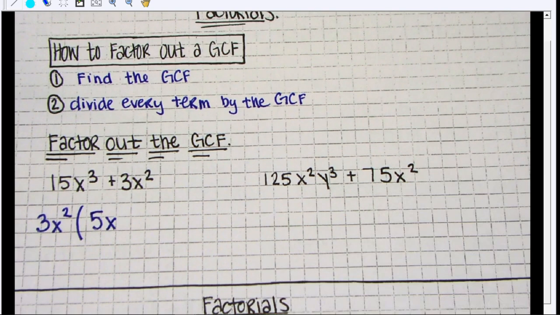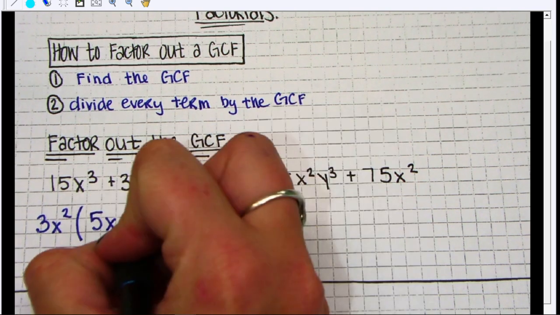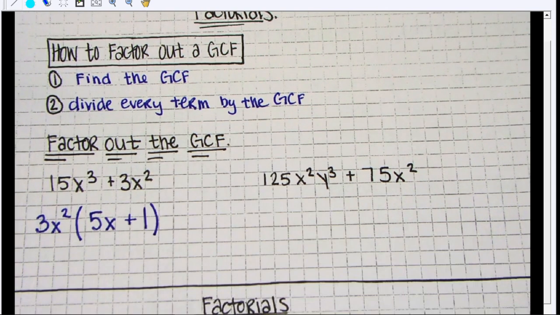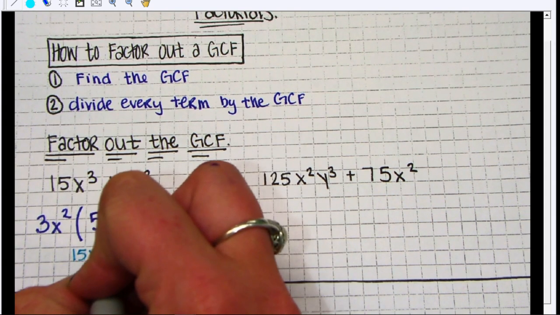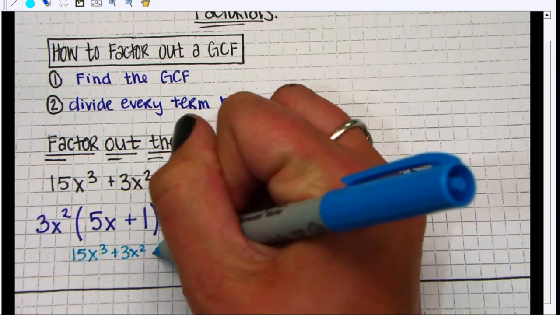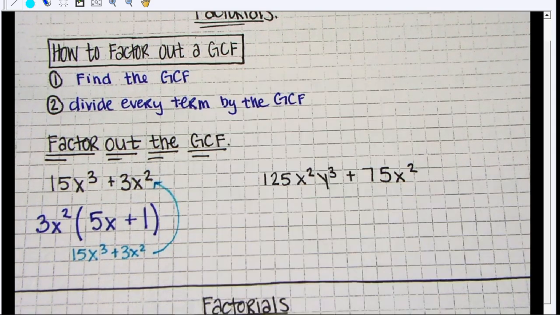You can write x to the first if you want, but you don't have to. What do we put after this with the plus 3x squared? 1. Plus 1. Remember, we're basically undistributing at this point. All we're doing is pulling out the greatest common factor, and since there's a plus sign here, we have to group it in parentheses with a plus sign. If you're unsure if you did it right, you can always test your answer by redistributing. So 3 times 5 is 15, x squared times x is x cubed, plus 3x squared. It should always get you back to where you started. That lets you know if you did it right.